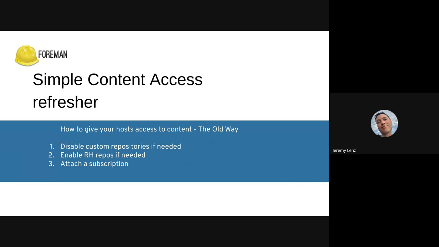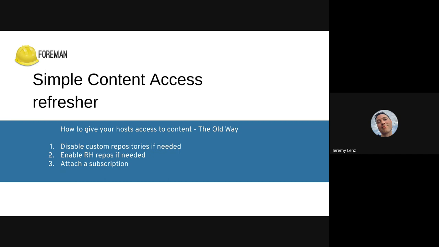So just a quick comparison of the old way and the new way. The old way, this is before Katello 4.9, I think, you'd have to disable any custom repositories if you needed to. And then you'd have to enable Red Hat repos and attach a subscription to your host. And that's how you got your host access to content.